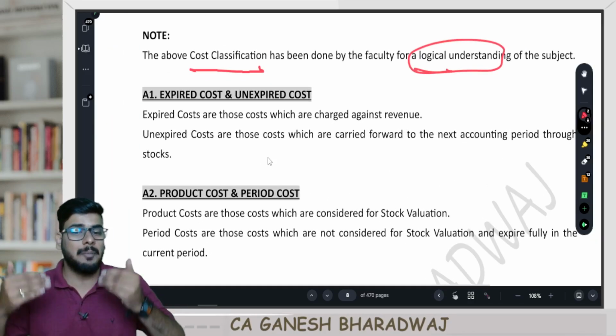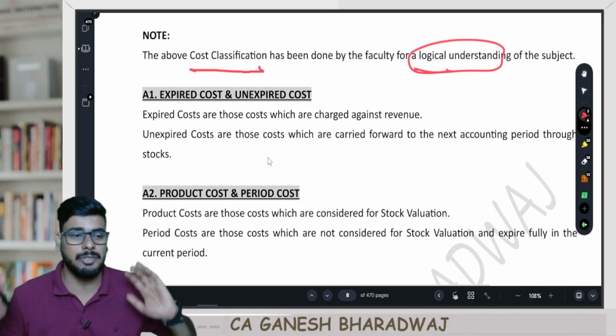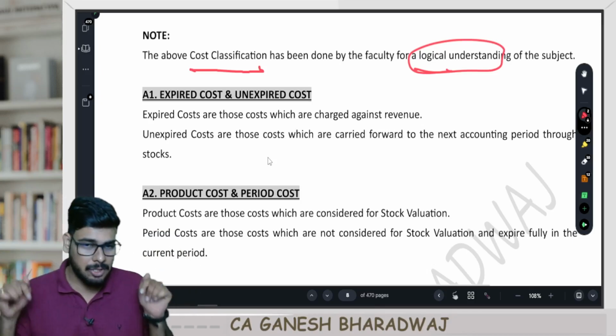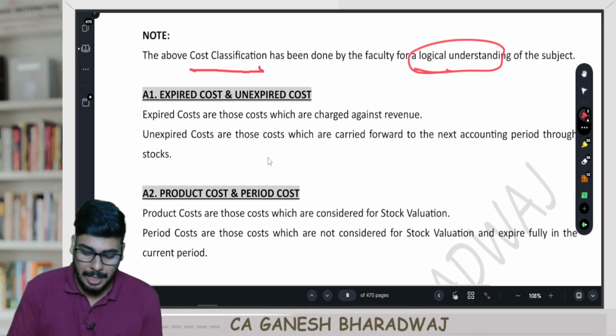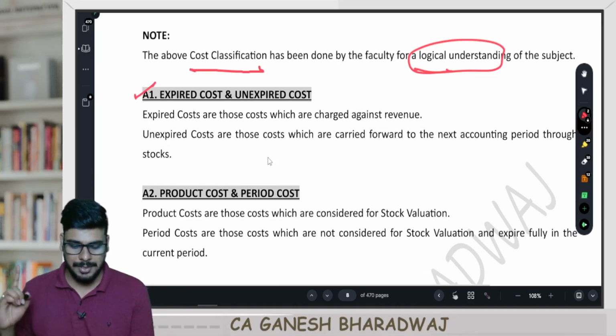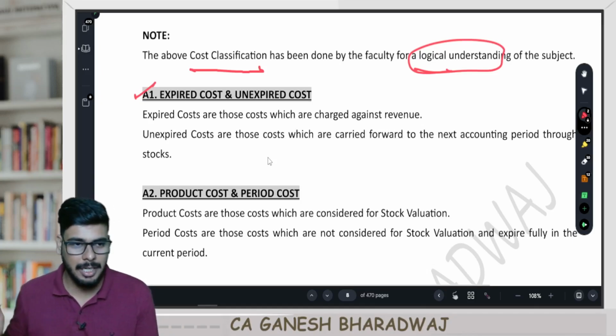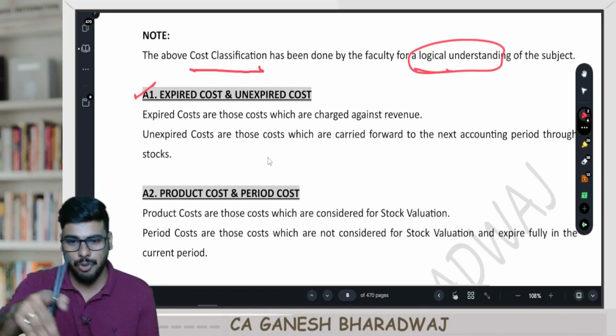Now, the above cost classification has been done by the faculty for the logical understanding of the subject. So please don't compare. Why have I written this? Don't compare this with your study material and say, sir, I couldn't find this anywhere. This is a conceptual viewpoint of getting into the subject. Clear with this, right? Now, in that A1 is what? Expired cost versus unexpired cost. I have not mentioned any examples and all. That's why I asked you to note it down here.